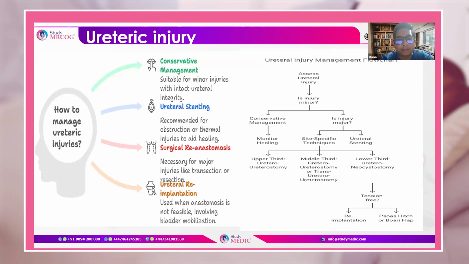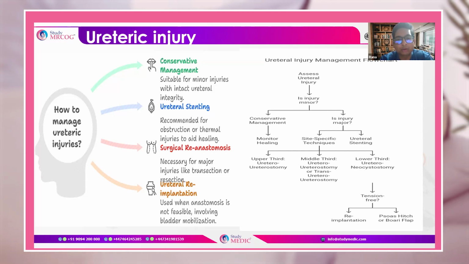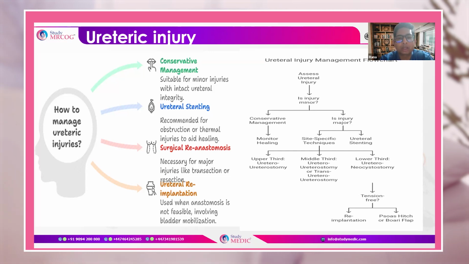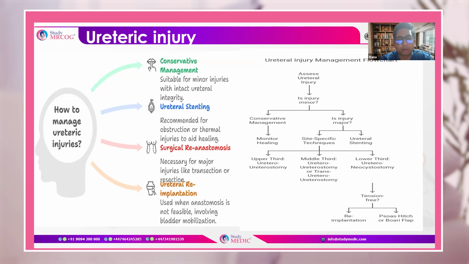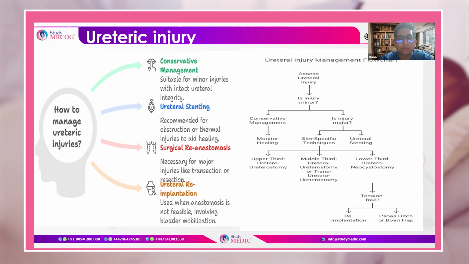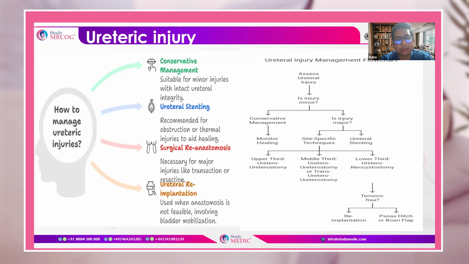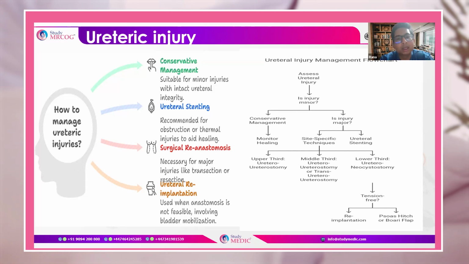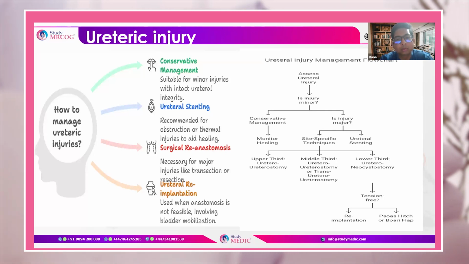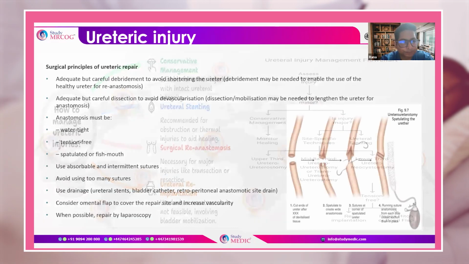Of course, you will be knowing the types of operations. If it is in the upper third, you can do an ureteroureterostomy. In the middle third, if it can be mobilized, you can do either an ureteroureterostomy or a transureteroureterostomy. In cases of lower third, you need to mobilize the bladder to perform ureteroneocystostomy. In some cases, if it is a major injury, especially in the lower third, you need to mobilize a portion of the bladder and other areas as well to provide a reimplantation, in the case of a psoas hitch operation or Boari flap method.